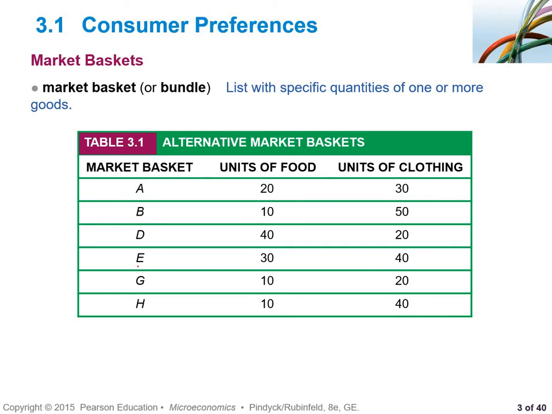Now come to market basket E, and we compare market basket E with market basket A. Here we are looking that there are 10 more units of food, and in the clothing section there are 10 more units of clothing.